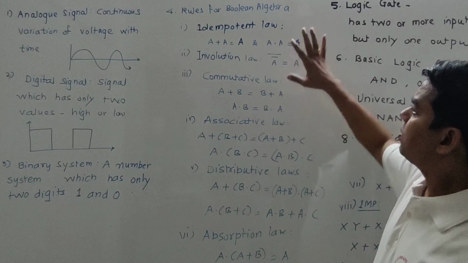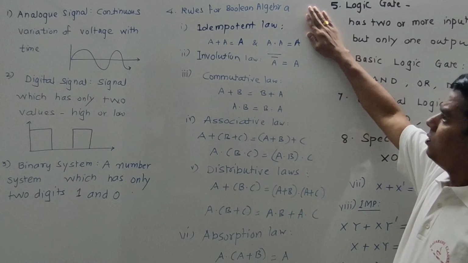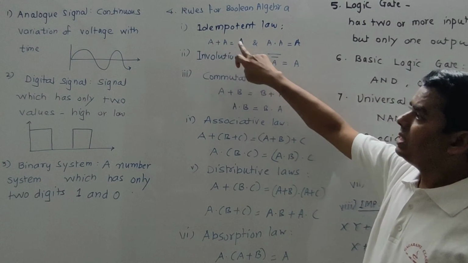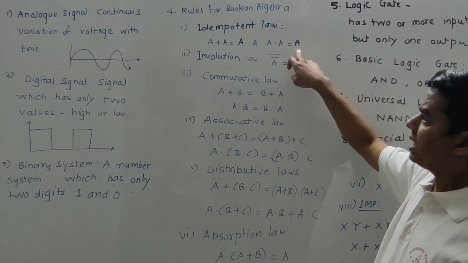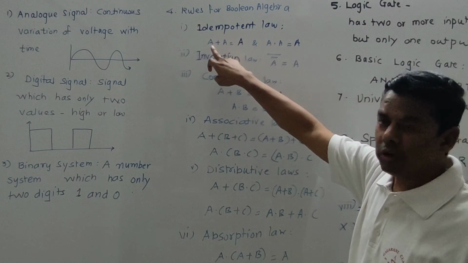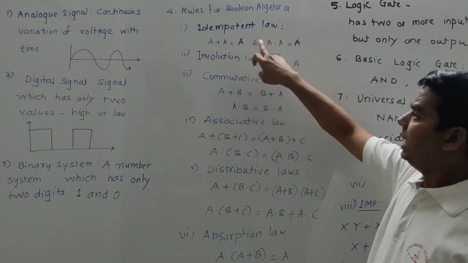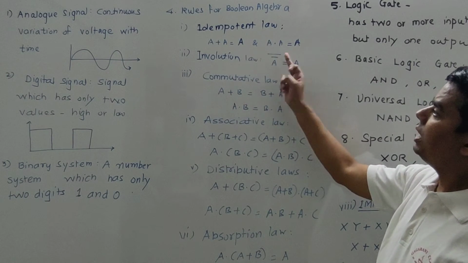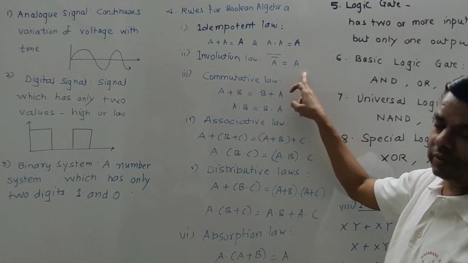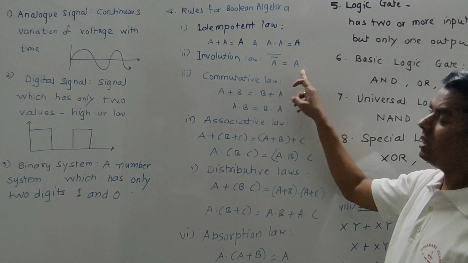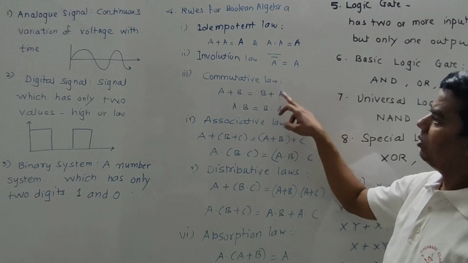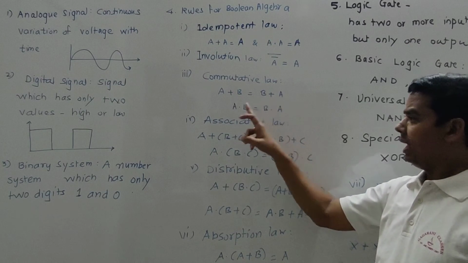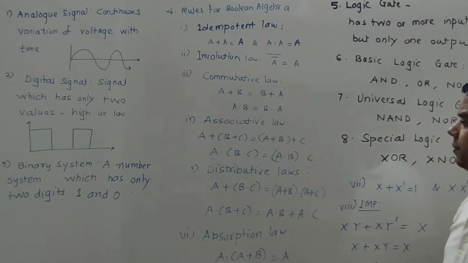Now let's come to the rules of Boolean algebra. First one is the idempotent law. A or A is A, and A and A is A. Again, idempotent law: A or A is A, and A and A is A. Involution law. What is involution law? Complement of a complement is the input itself. What is commutative law? A or B can be written as B or A. A and B can be written as B and A.